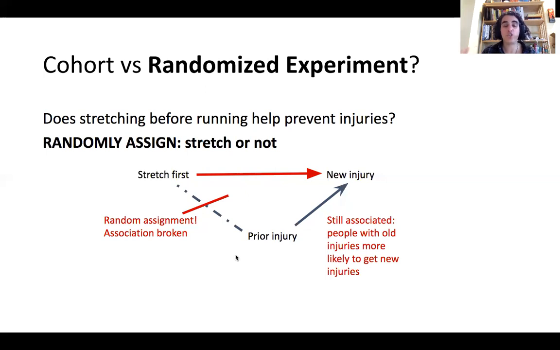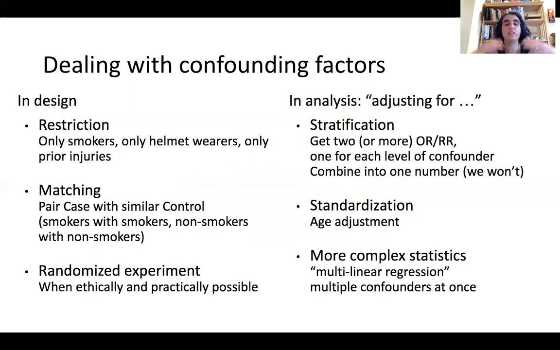And that's huge. So randomized controlled experiments don't have confounding factor problems because the association between the exposure and the potential confounder is broken. So that's one of the big ways we deal with confounding factors when it's possible. I've got a slide now that just summarizes the many ways people deal with confounding factors.